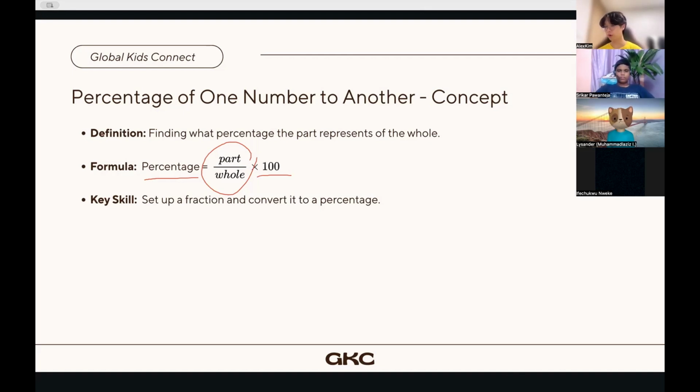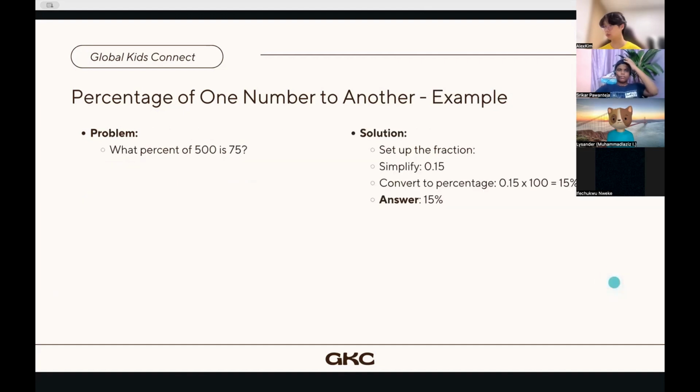And before we move on, one more thing is key skills to always set up fractions and convert it to a percentage like we did for our previous concept. And so we'll move on to our next example question. So the question asks, what percentage of 500 is 75?